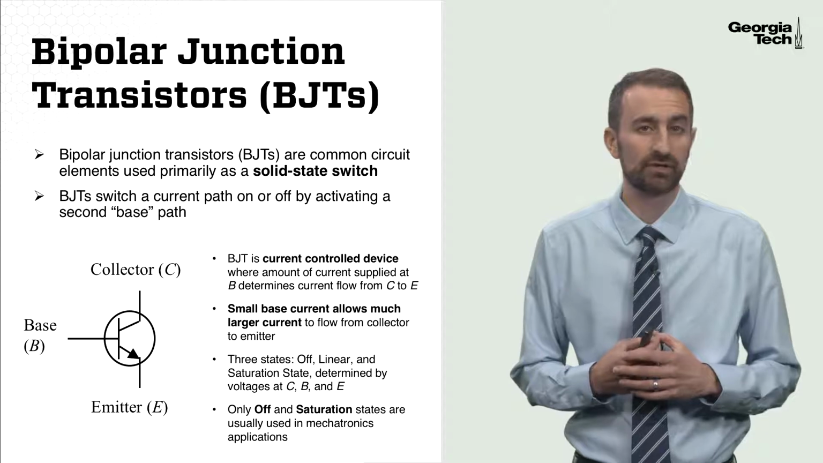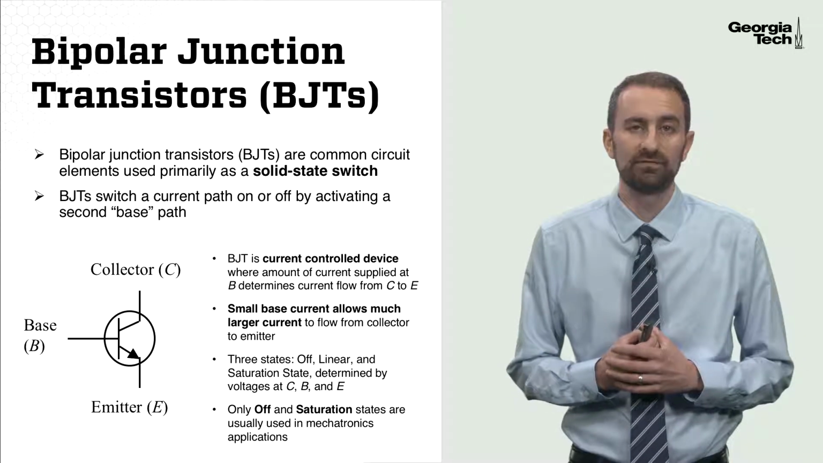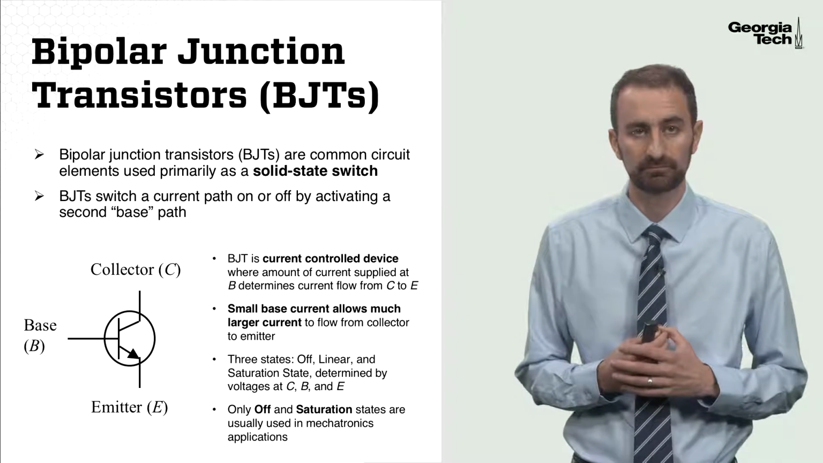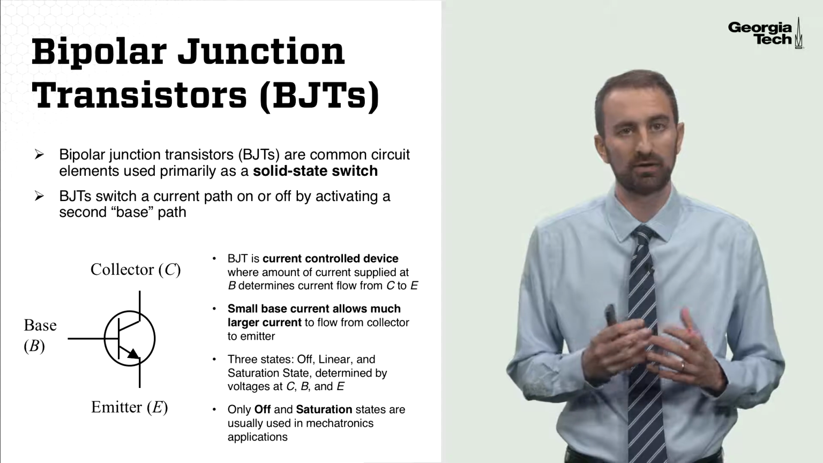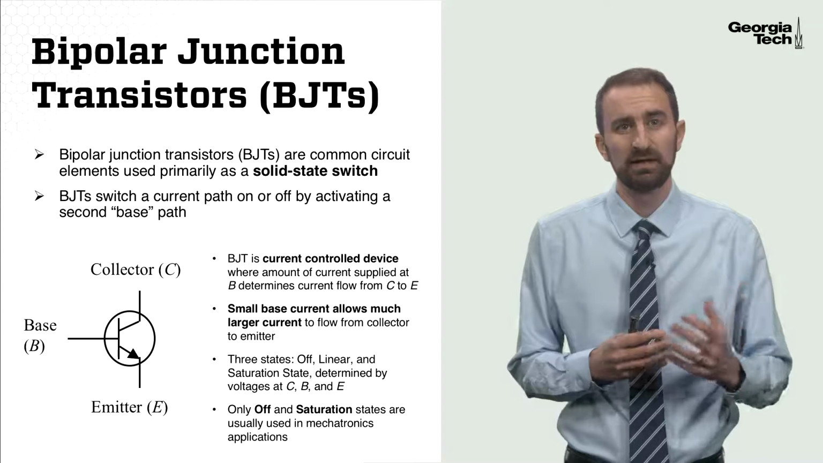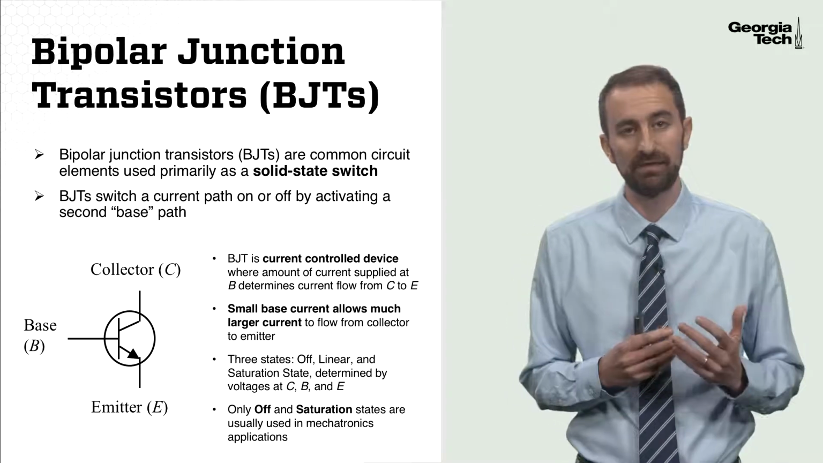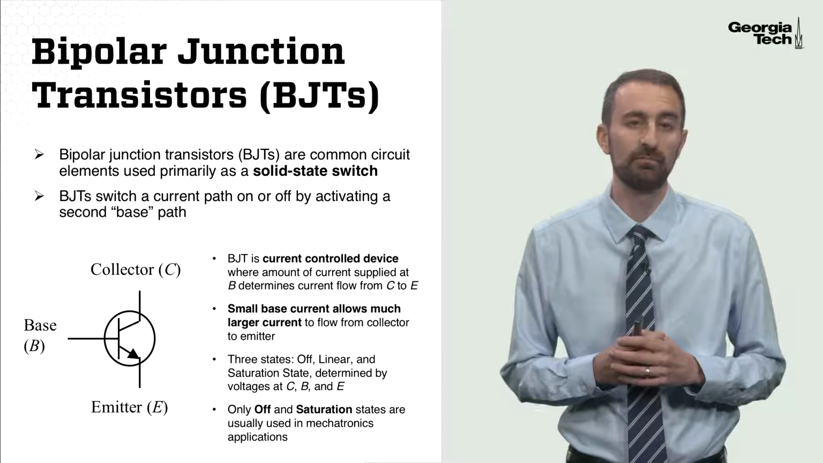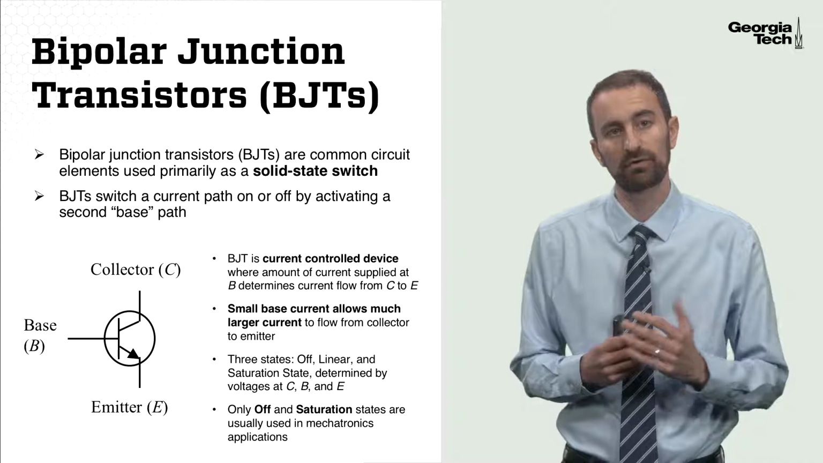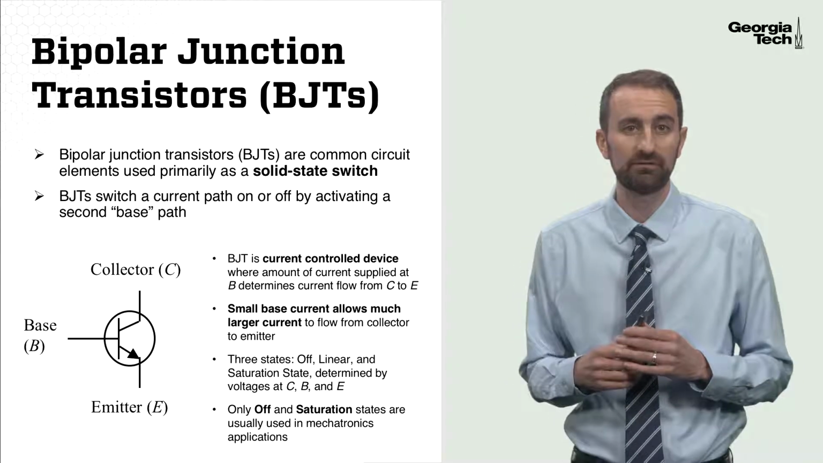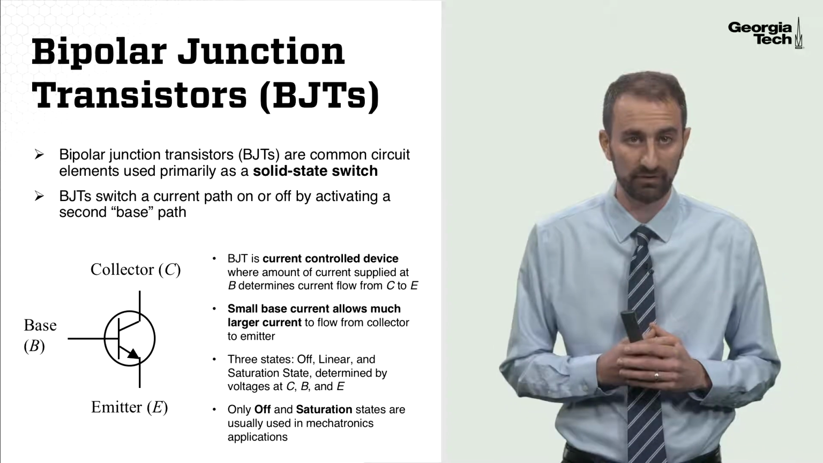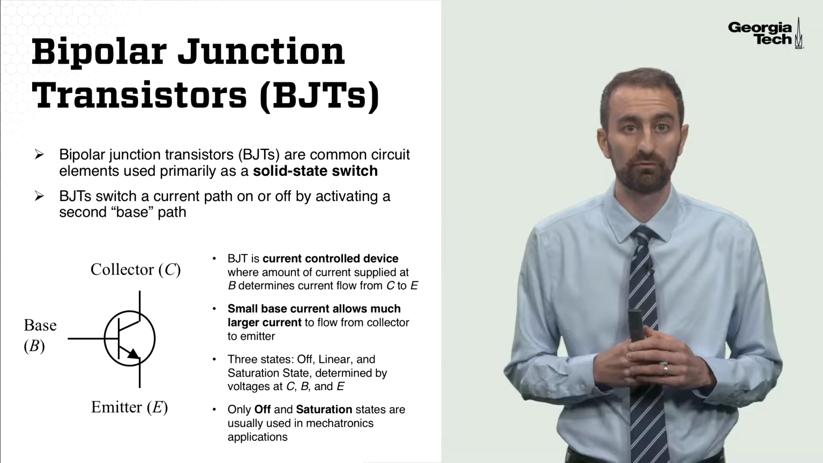A bipolar junction transistor, or a BJT, is a common semiconductor circuit element that's used typically as a solid-state switch. BJTs switch on and off a current path by activating a second base path. Now, BJTs have two inputs, a base and a collector, and an output, which is called an emitter. A BJT is a current-controlled device where the amount of current that flows into the base regulates the amount of current that flows between the collector and the emitter. A small base current will usually allow much larger current to flow from the collector to the emitter.